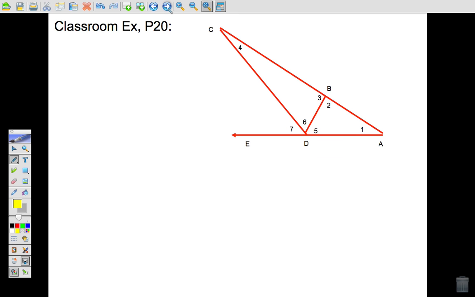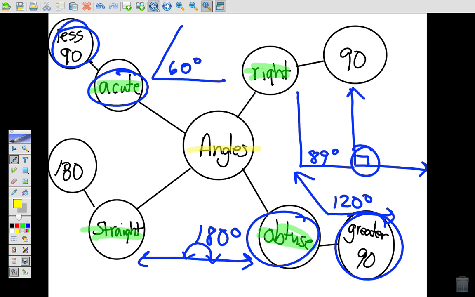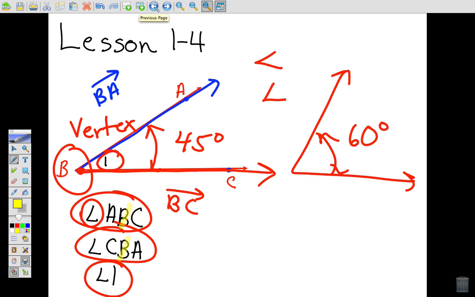So make sure you ask questions on that because adjacent angles probably is the harder one to keep separated. So our topic on lesson 1-4 was called angles.